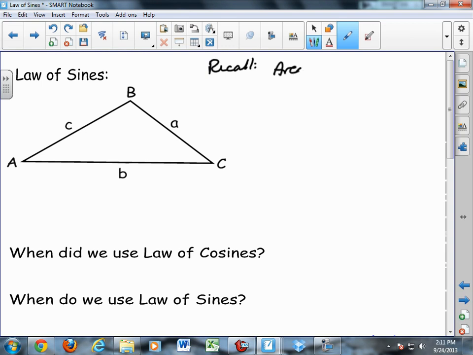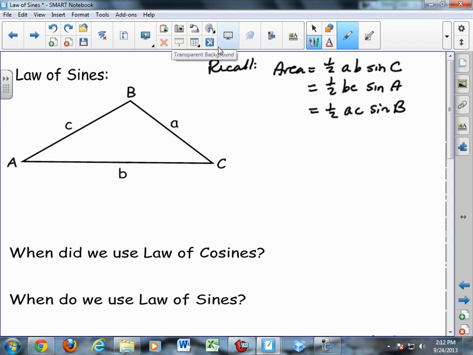Area is equal to 1/2 AB sine of C, or 1/2 BC sine of A, or 1/2 AC sine of B. In other words, I just need to know any two sides and the included angle, and I can find the area. Well, since these are all equal to the area of the triangle, then they're all equal to each other.